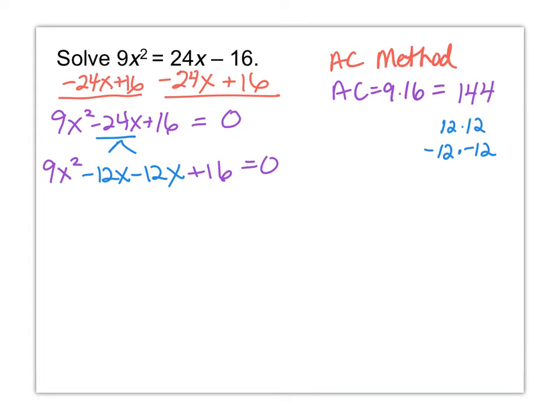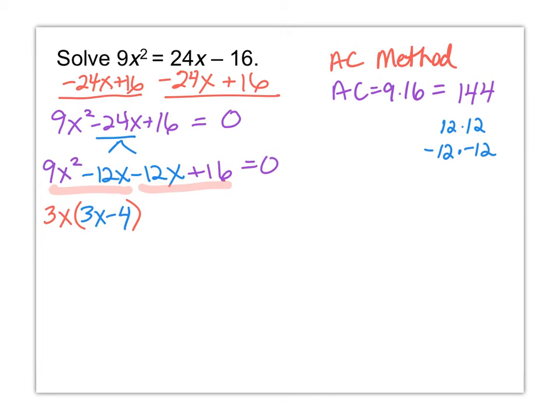Now we can factor by grouping. Look at the first group and determine the common factor. The greatest common factor of 9x squared minus 12x is 3x. If you factor a 3x out of the first two terms, you're dividing each of those by 3x to get 3x minus 4.